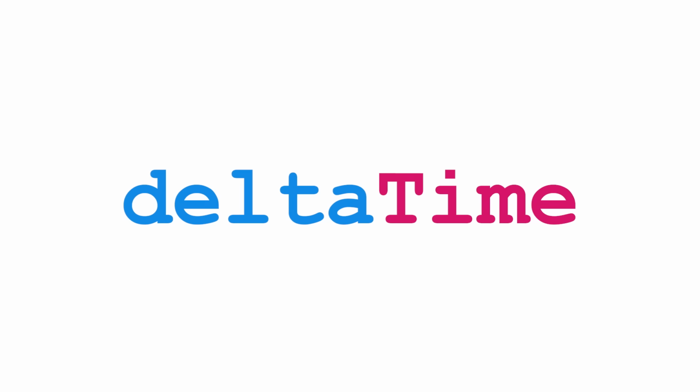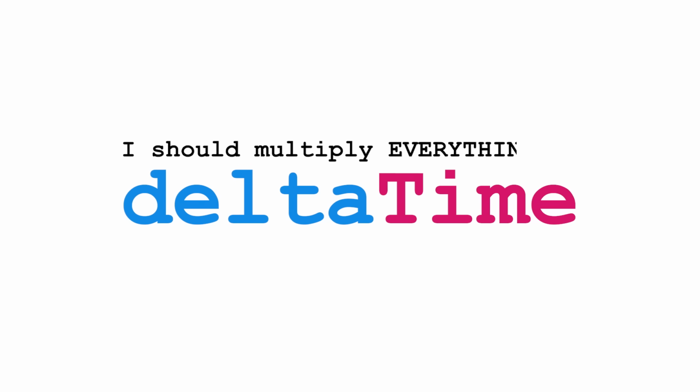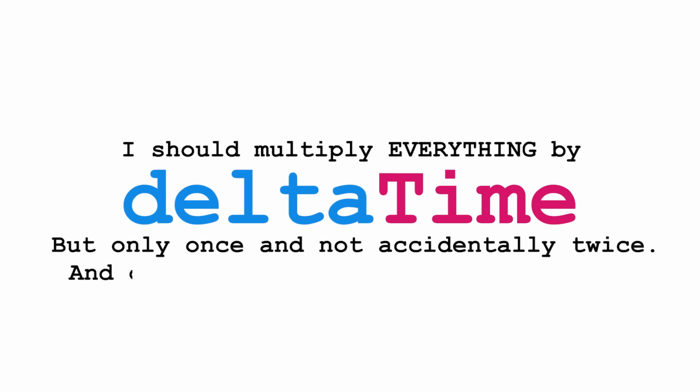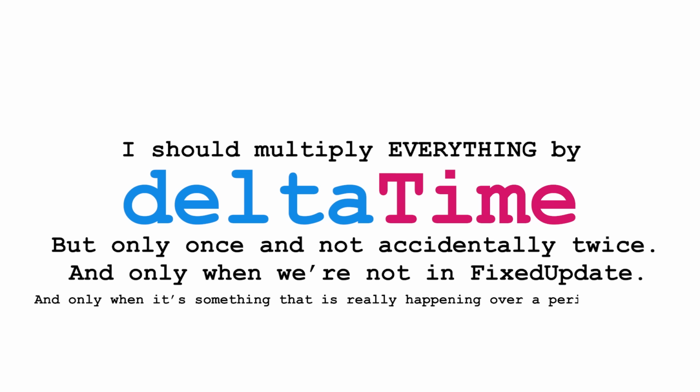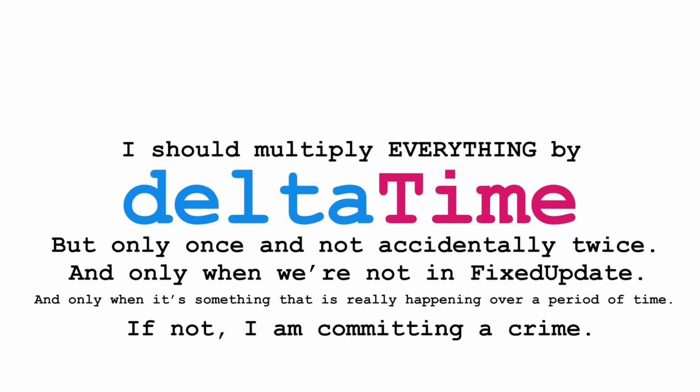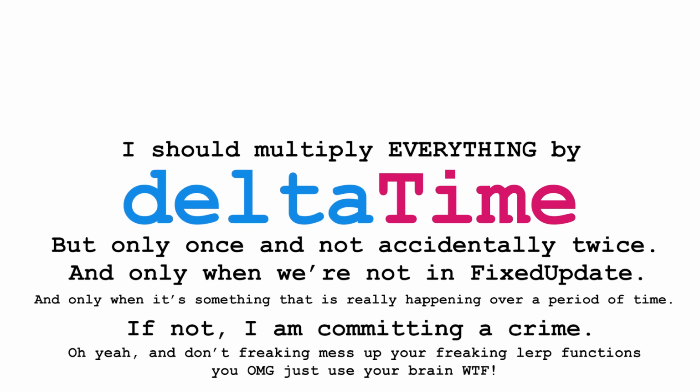Luckily, there's an incredibly catchy rule. Just say it with me. I should multiply everything by delta time. But only once and not accidentally twice. And only when we're not in fixed update. And only when it's something that is really happening over a period of time. If not, I am committing a crime. Oh yeah. And don't mess up your Lerp functions, just use your brain. And that is exactly why rules stink. There are too many exceptions.